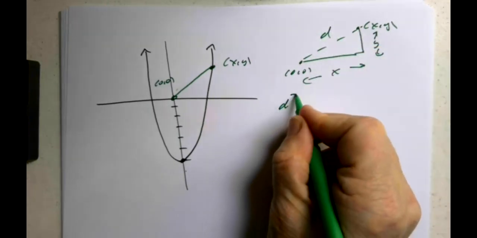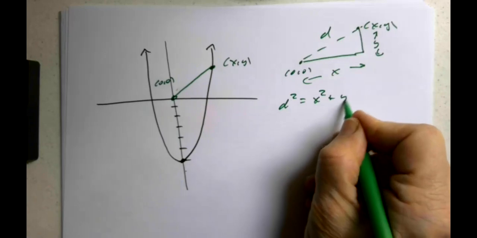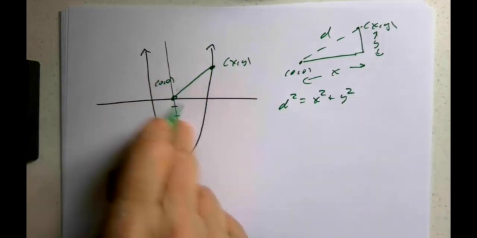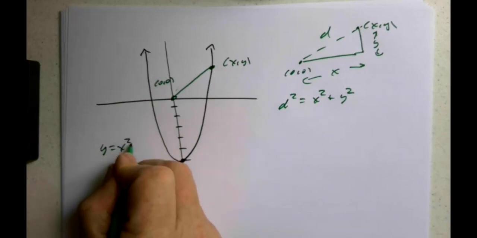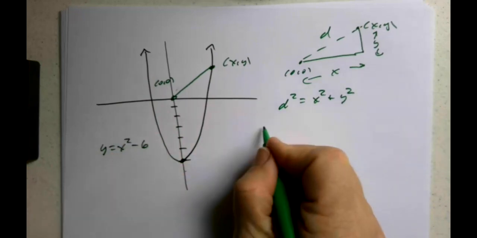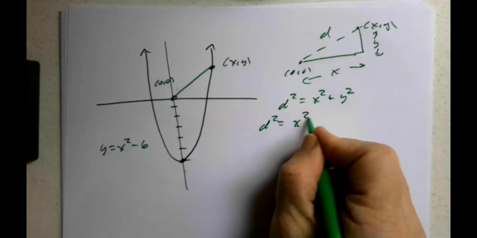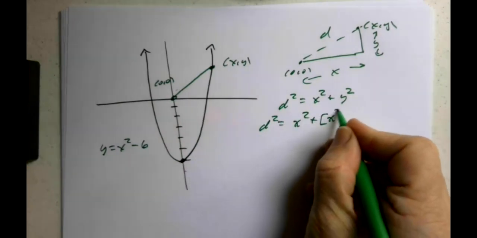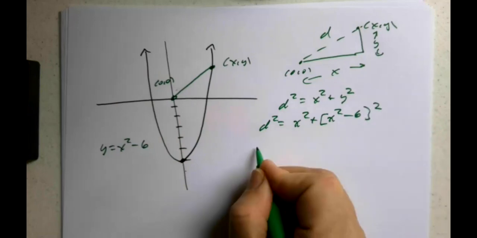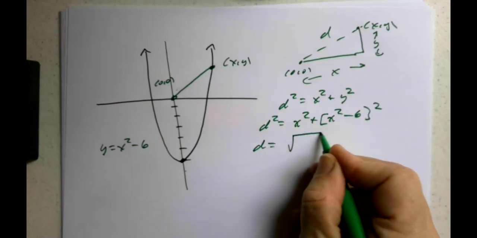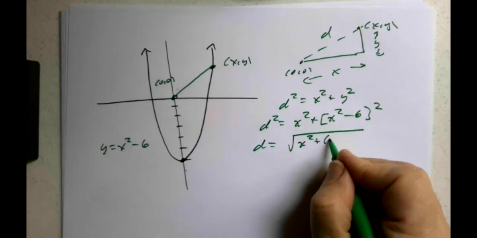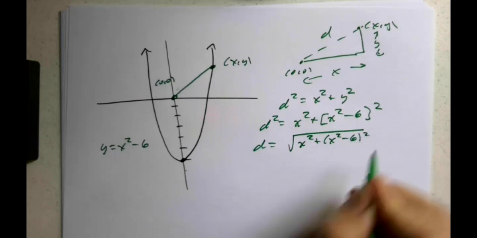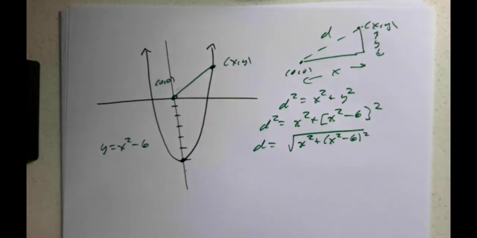So we get the distance squared is x squared plus y squared. But this parabola that we just drew was y equals x squared minus 6. So using that fact, I can say the distance squared is x squared plus (x squared minus 6) squared, so that the distance is the square root of x squared plus (x squared minus 6) squared. So we have that.